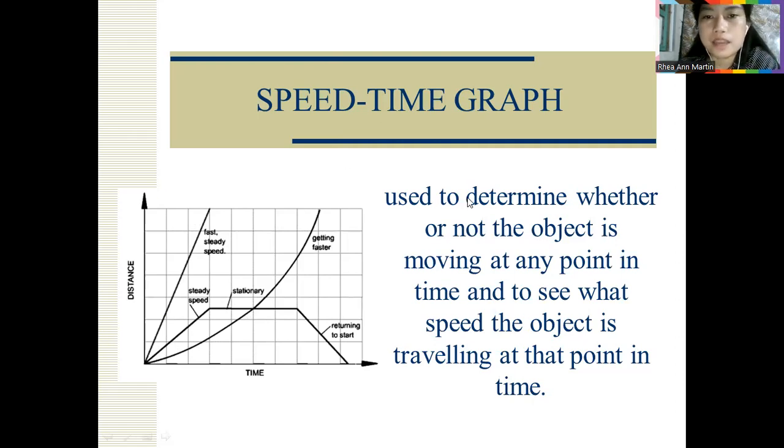Okay, so, yung curve line getting faster. So, speed time graph, it is used to determine whether or not the object is moving at any point in time and to see what speed the object is traveling at that point in time. So, the speed time, we are looking at the object, if it's moving or not, and what is the speed of the object while traveling over time.